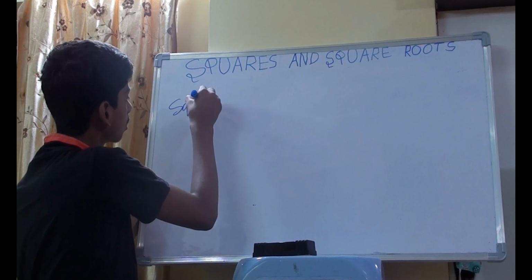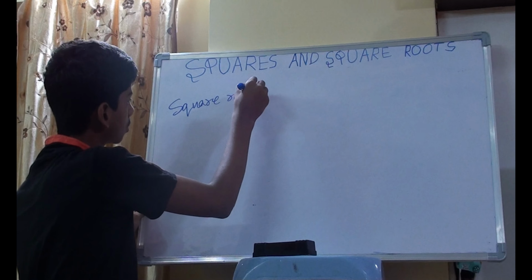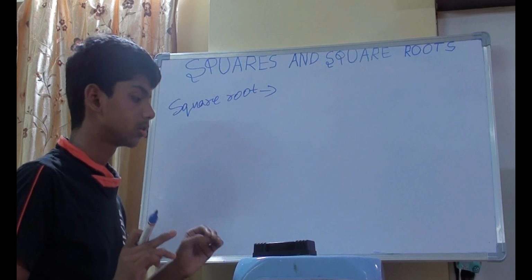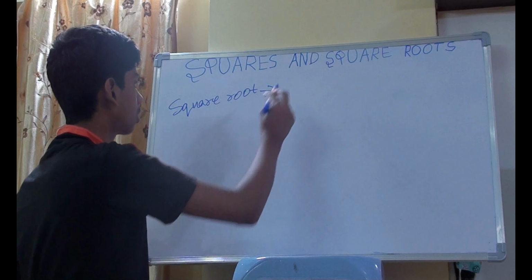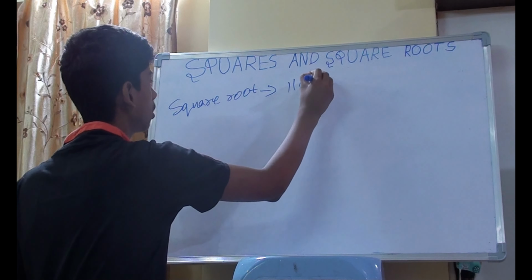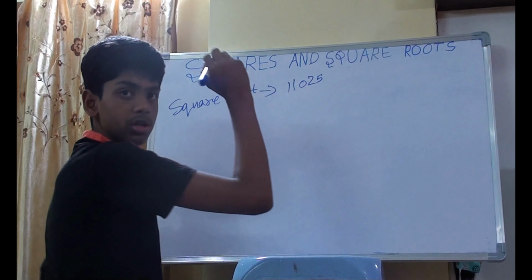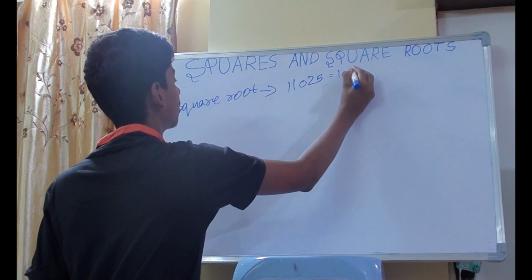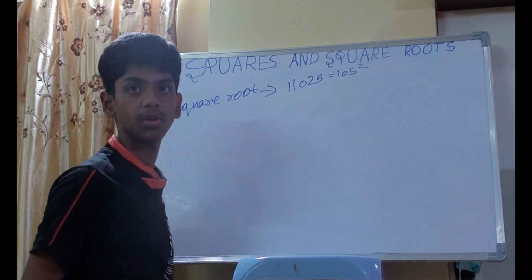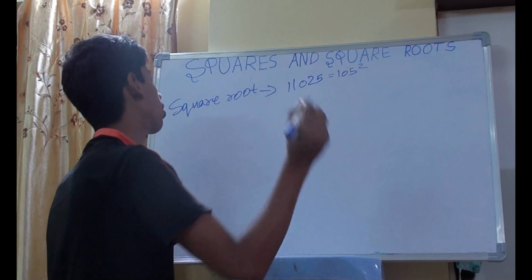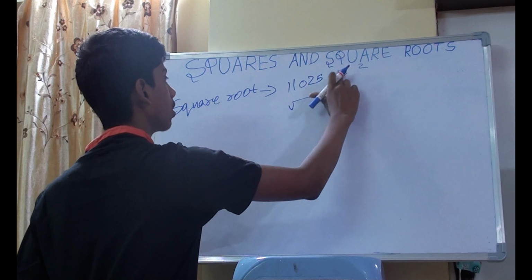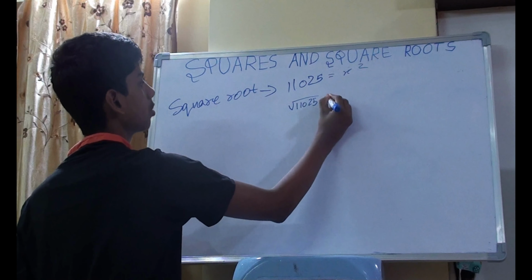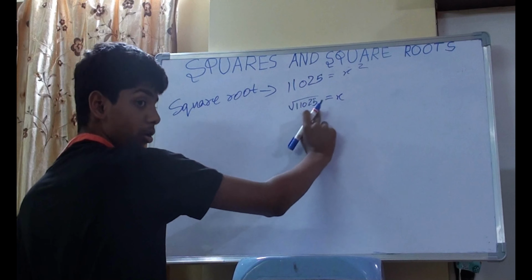Square root. It is just the opposite of a square. Suppose we took a number like 11025. It is the square of 105. 105 square equals 11025. Now if, for example, this is an unknown value, let's take it as x. So square root of 11025 equals x. So we have to find the value of this.